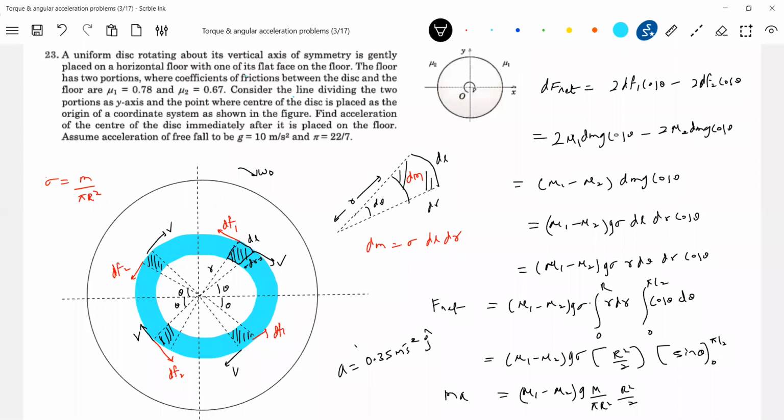So here the assumption of those elements is very important. Here is where students will go wrong. That's why you'll end up with different random answers here.